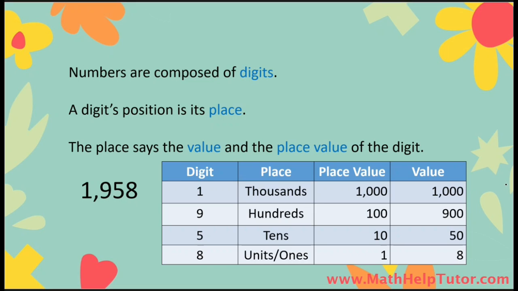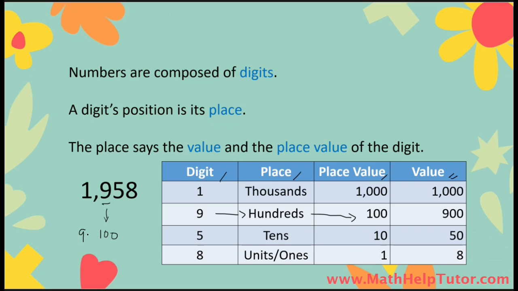To know the value of a particular digit in a number, we then combine what we know about the digit, the place, and the place value to get the value of that digit. So to know the value of the digit 9, for example, in the number 1958, we have to know that the digit 9 is in the hundreds place, which has a place value of 100. So the place value of the digit 9 is 100.